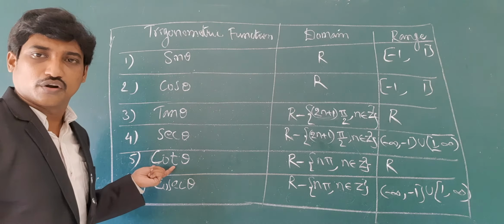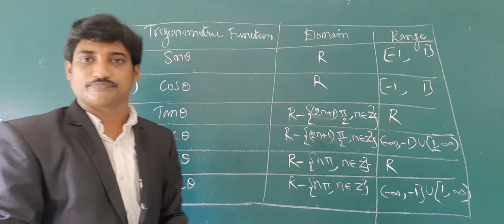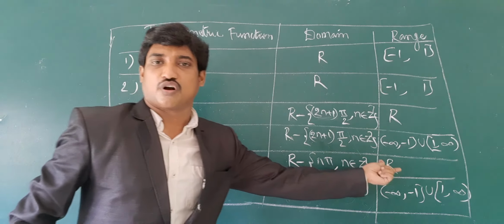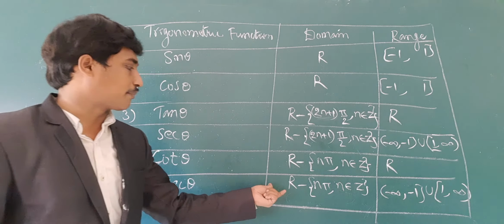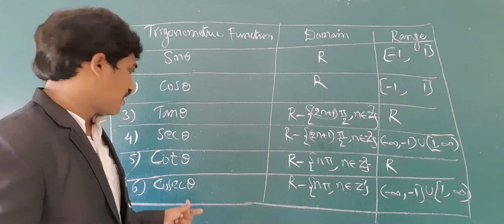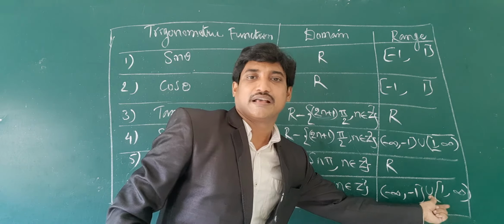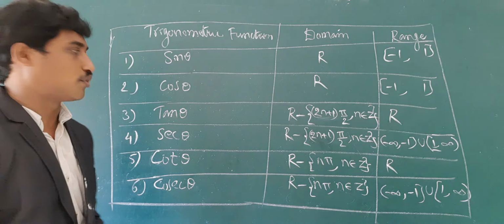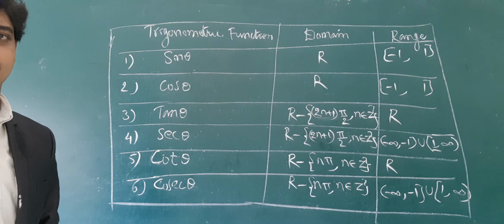Cot theta: domain is R minus the set of n pi, n belongs to Z. Range is R. Cosecant theta: domain is R minus the set of n pi, n belongs to Z. Range is cosecant theta less than or equal to minus 1 or cosecant theta greater than or equal to 1. This is about the domain and range of different trigonometric functions.